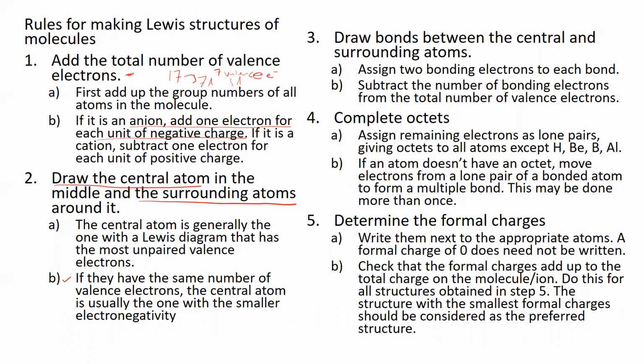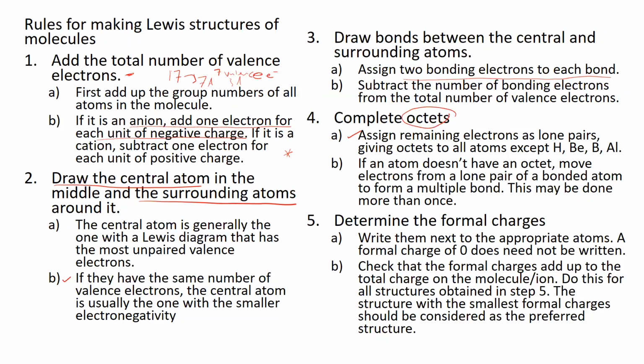The next thing you're going to do is draw a single bond between the central and the surrounding atoms. Okay, each bond will represent 2 bonding electrons. So you're going to assign those 2 bonding electrons to each bond, and you're going to subtract the number of bonding electrons from the total number of valence electrons that you figured out in part 1. Once you've done that, you're going to see, are there remaining electrons? If there are remaining electrons, we're going to assign them first, starting by placing those remaining electrons on the more electronegative elements until an octet is reached, okay?